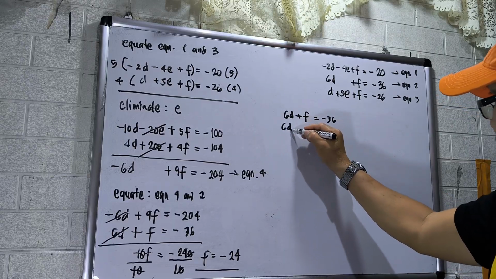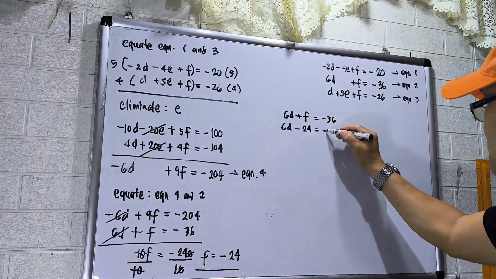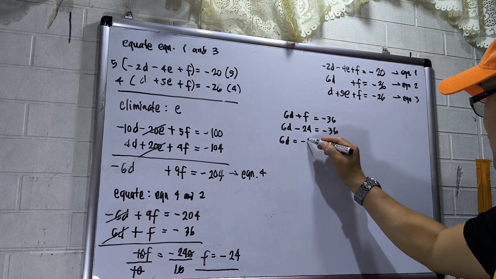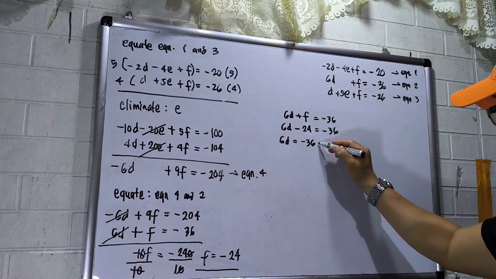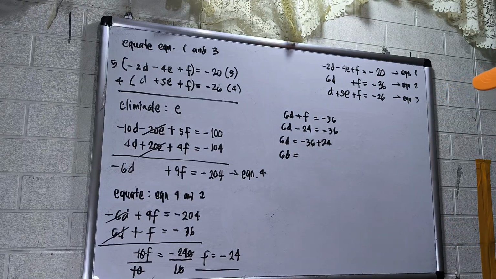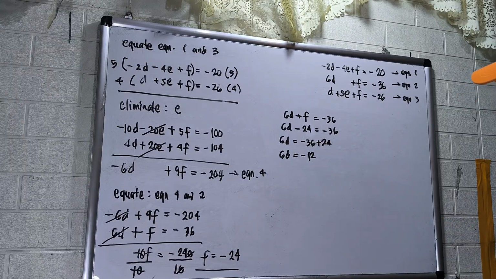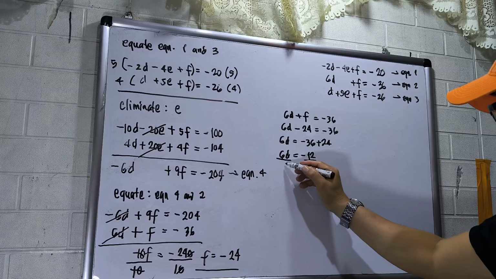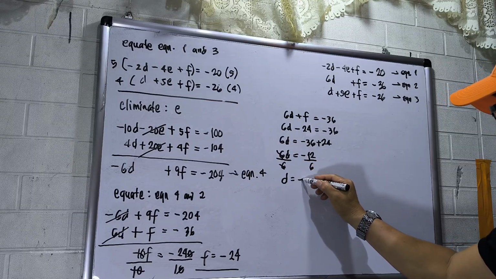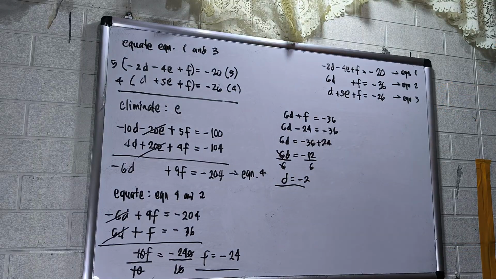So 6d, I will plug in negative 24, is equal to negative 36. 6d is equal to negative 36. Transpose to the right, this will change to positive 24. 6d is equal to negative 36 plus 24, that is negative 12. So divide both sides by 6 in order to solve the value of d. So d is equal to negative 2. So I now have the second variable, negative 2.